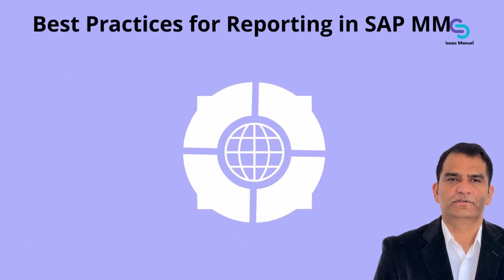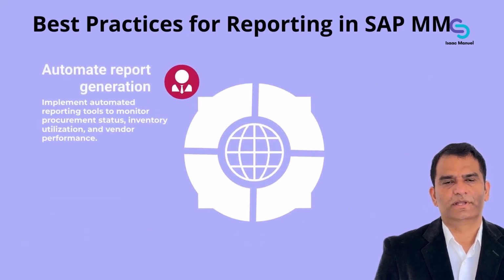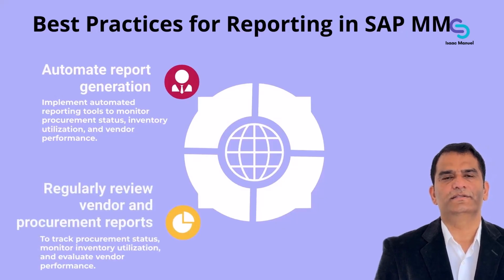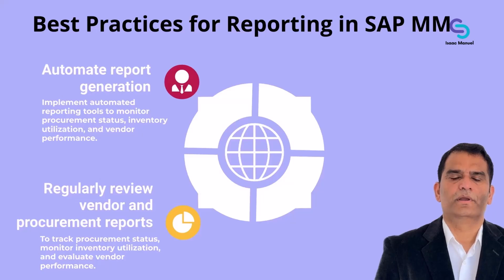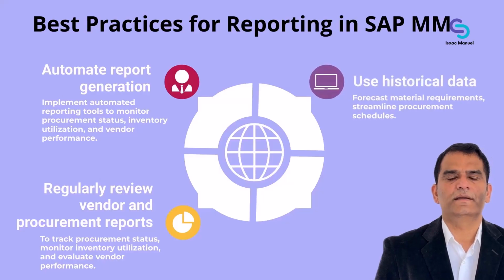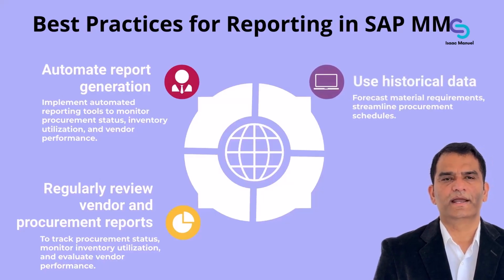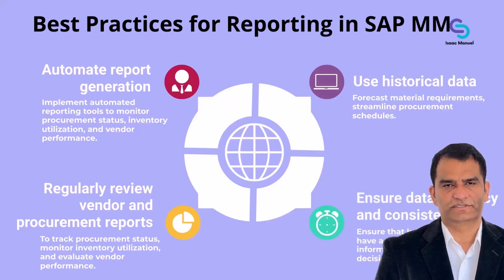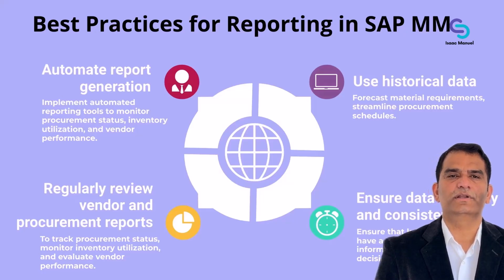To maximize the benefits of SAP MM reporting, businesses should automate report generation to gain real-time insights, ensuring that decision-making is swift and data-driven. Regular reviews of vendor and procurement reports help maintain strong supplier relationships and identify areas for improvement. Analyzing historical data enables businesses to accurately forecast future material requirements, optimize procurement processes, and strategically plan inventory, ultimately enhancing efficiency and cost management.